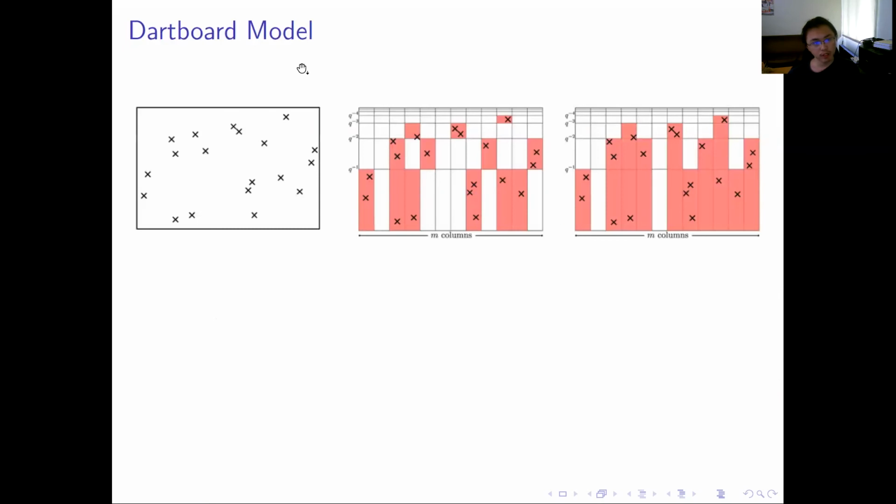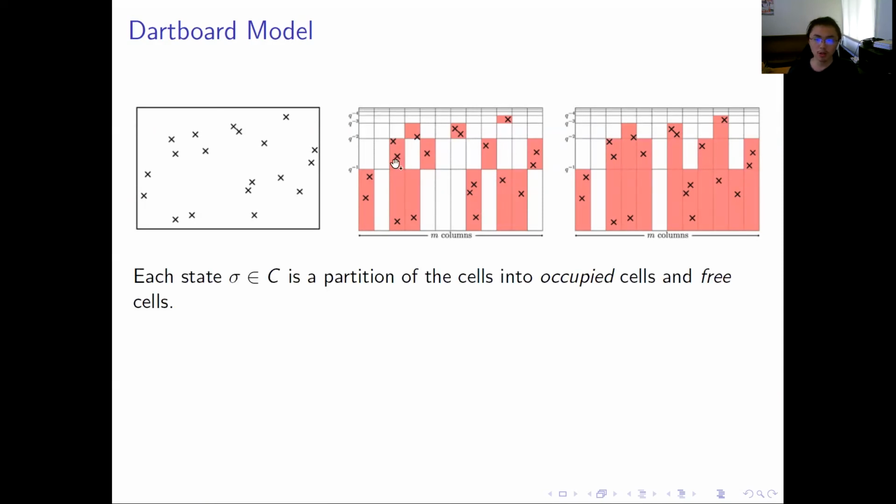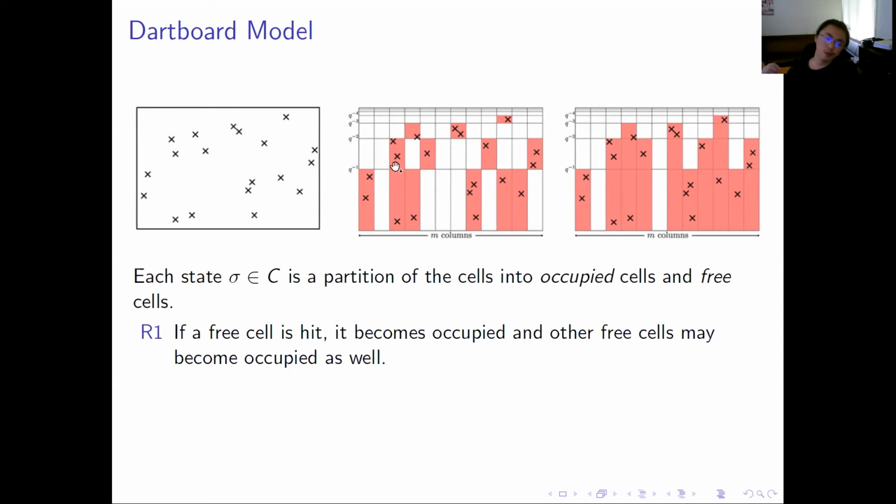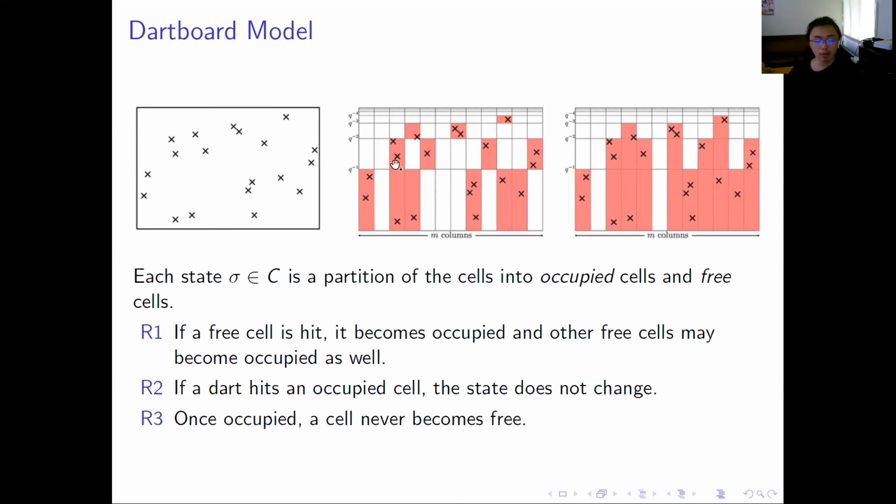So let's first look at a general model to describe cardinality sketches, the dartboard model, where you start with a board and you divide it into cells, and you can consider the insertion of elements as throwing darts to the board. So there are 3 rules. First, if a free cell gets hit, that cell gets occupied. But in the meantime, this hit may cause other free cells to be occupied as well. Rule 2 is, if a dart hits an already occupied cell, then nothing changes. And the third is once the cell is occupied, it never becomes free.